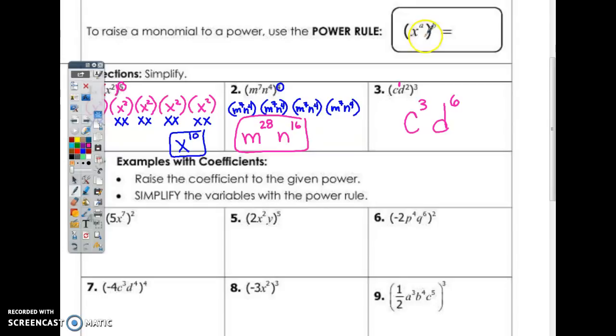So here's the rule up here. If you have something like this, a power to another power, then you just multiply the a and the b. So it will be x to the power of a times b. That's the rule.